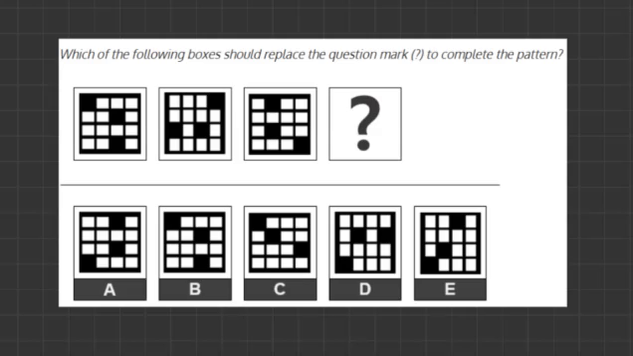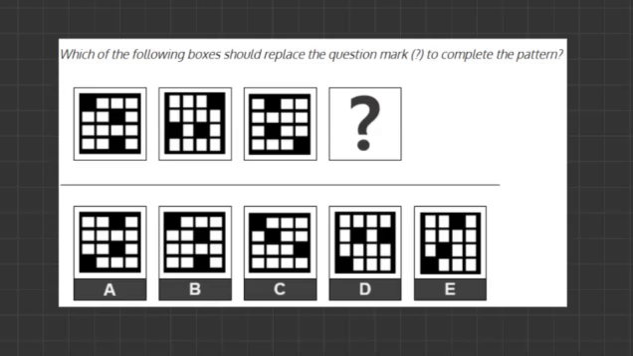Which of the following boxes should replace the question mark to complete the pattern? So we have 3 boxes here, and we're going to find a rule of relationship, apply it to help us find our 4th missing box. So just looking at these first 3 boxes, I can see a lot of similarities. They're all 4x4 grids with 3 black boxes and the rest being white.